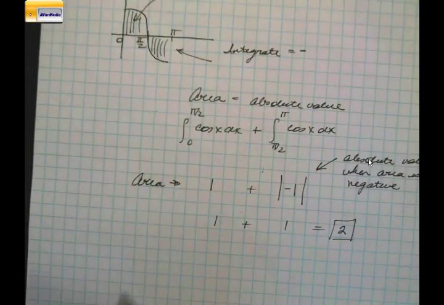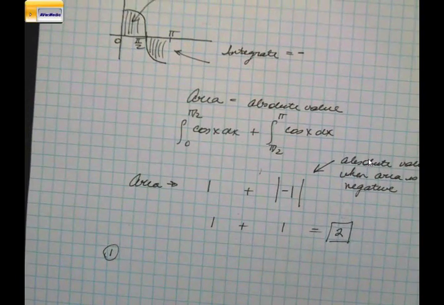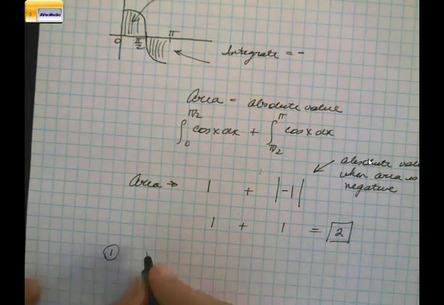All right, so here's some examples. So now what you have to do is figure out where is the curve above the x-axis and where is the curve below the x-axis, so I know where I'm going to have to take the absolute value.